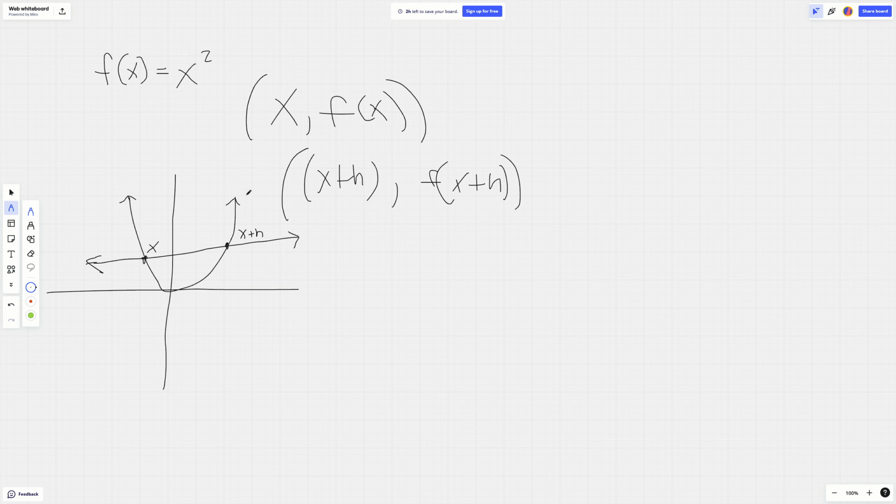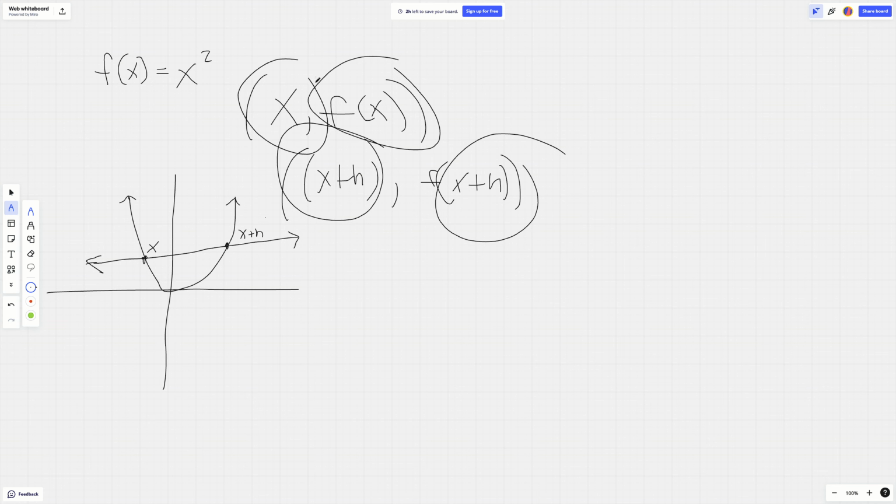So let's say we wanted to calculate the slope of this secant line. Well, that's quite simple. We have 2 points, and so we simply have to use our slope formula. If you recall, what is that formula? It's simply y2 minus y1 over x2 minus x1. So how do we apply that to this line? It would be y2 minus y1, so f of x plus h minus f of x, divided by x2 minus x1, which is x plus h minus x.